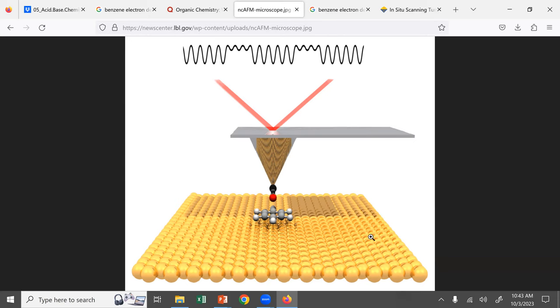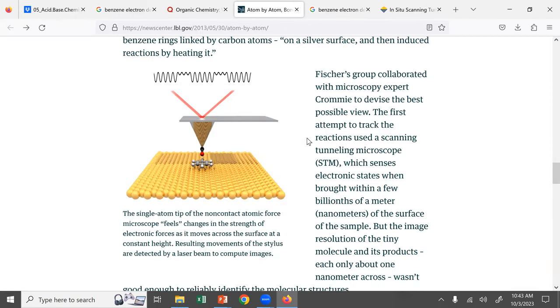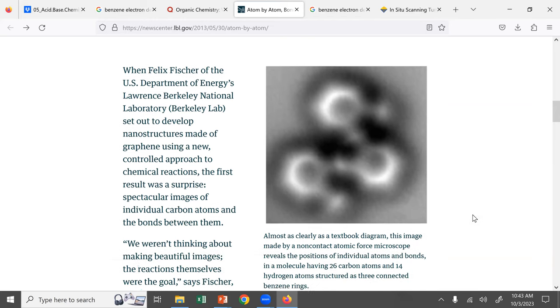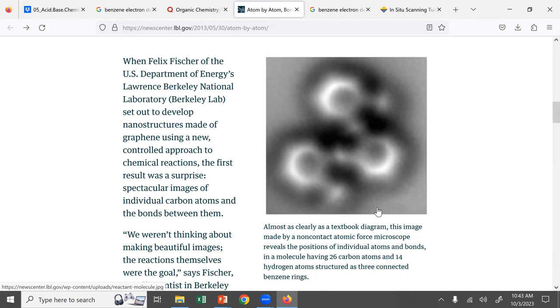And if you get that close to another electron cloud, electrons push away other electrons, right? So basically they can drag this over the surface, and when it hits extra electron density, the needle bumps up a little bit, and they can measure that. You can visualize it and you wind up with figures like this, where the light area is more electron density and the darker area is less electron density, or partial positives and partial negatives, if we want to think about it this way.